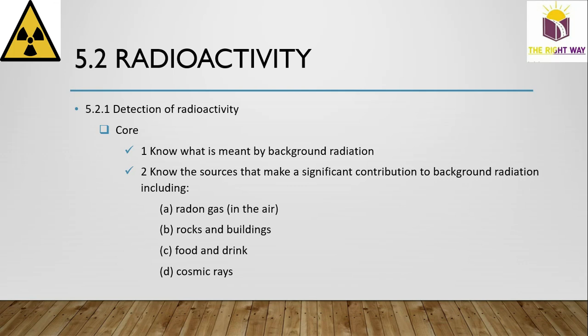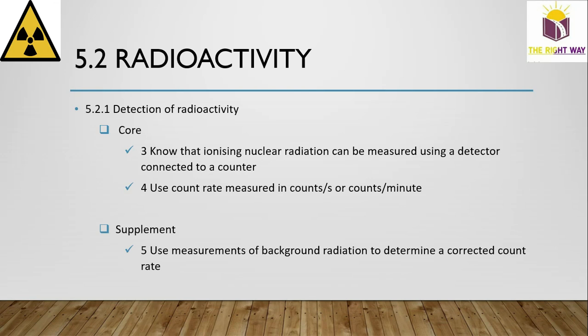In core topics, first of all, we have to know what is meant by background radiation and the sources that contribute to background radiation. For example, radon gas, rocks and buildings, food and drinks, and cosmic rays. We are also going to discuss in core that ionizing nuclear radiation can be measured using a detector connected to a counter, measured in counts per second or counts per minute. In supplement, we are going to discuss the measurement of background radiation to determine a correct count rate.